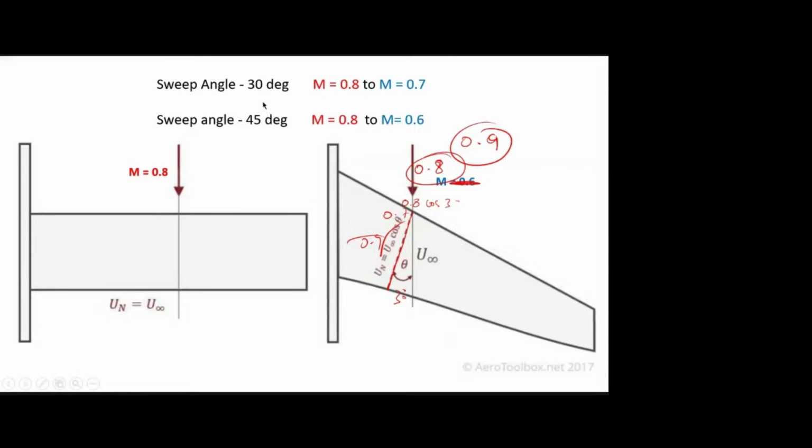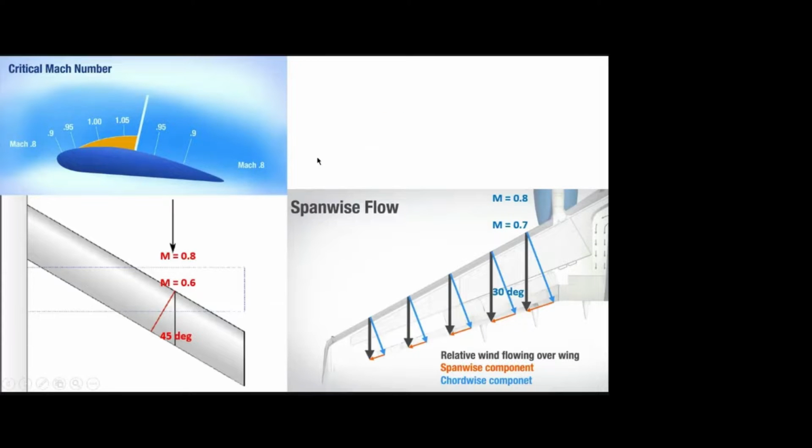So instead of 30 degree, if we use 45 degree, the 0.8 is converted into 0.6. Okay, the 0.8 may be converted into 0.6 in front. That 0.6 may be accelerated to 0.8 if you increase the sweep angle. The same thing is shown: because of 45 degree, 0.8 is converted into 0.6. Because of 30 degree, 0.8 is converted into 0.7. So the purpose of the sweep angle is to increase the critical Mach number.